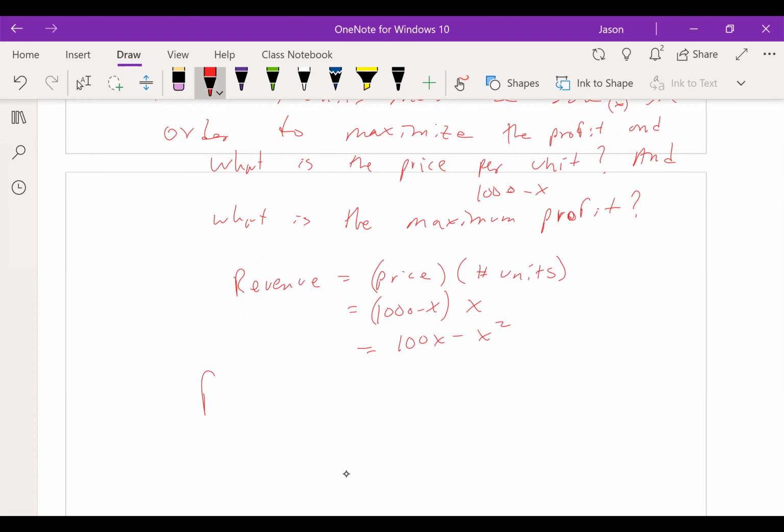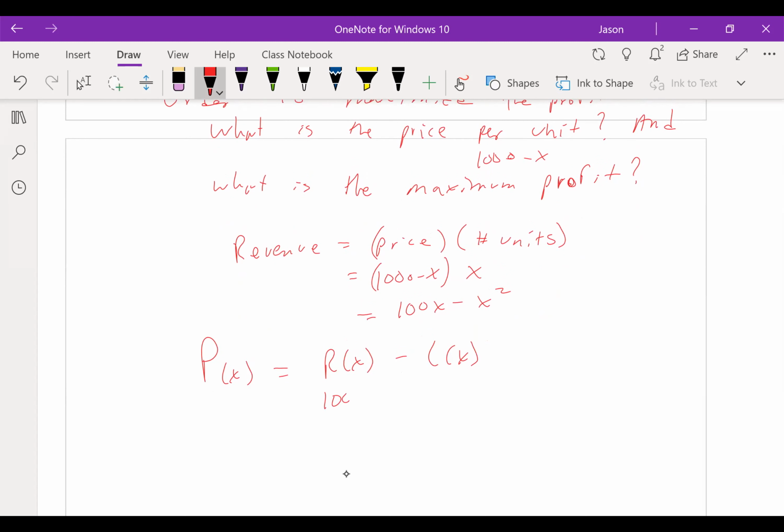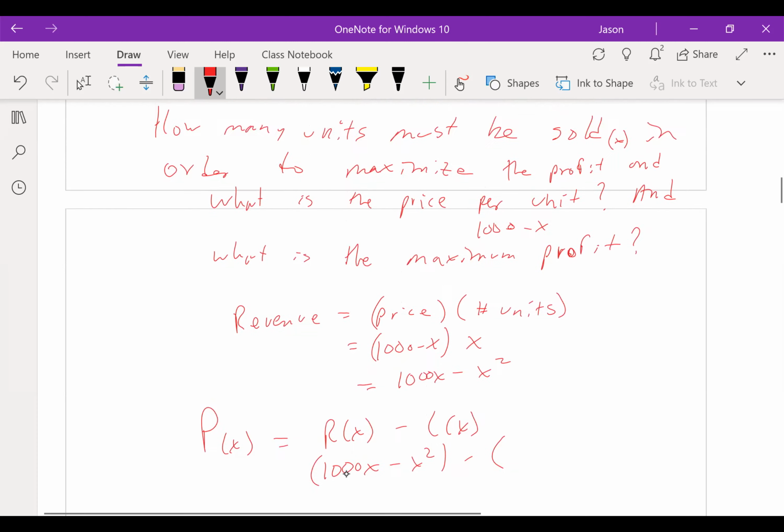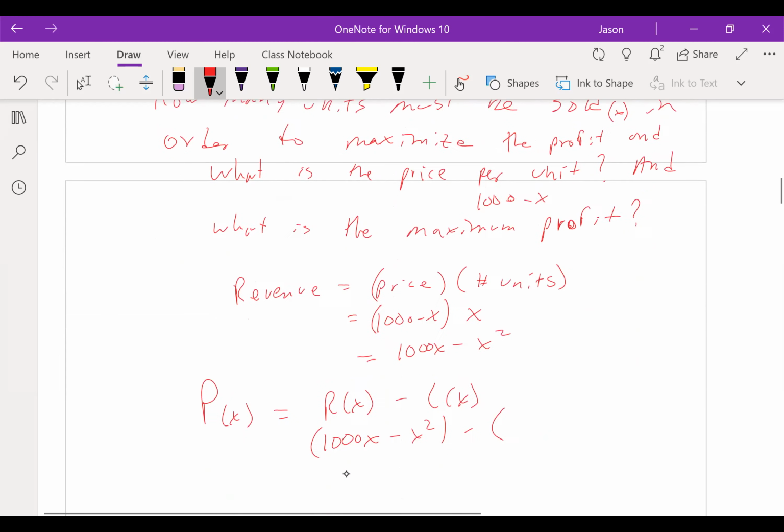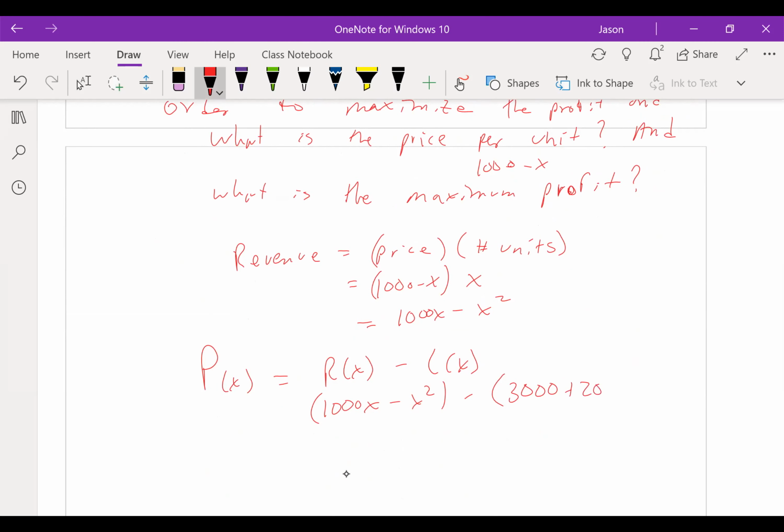So now what's my profit function? My big P of X is my profit function. That's going to be my revenue function minus my cost function. So the revenue we saw was 1,000X minus X squared, minus my cost function, which was 3,000 plus 20X. Let me clean this up a little bit. This is going to be minus 3,000 minus 20X.